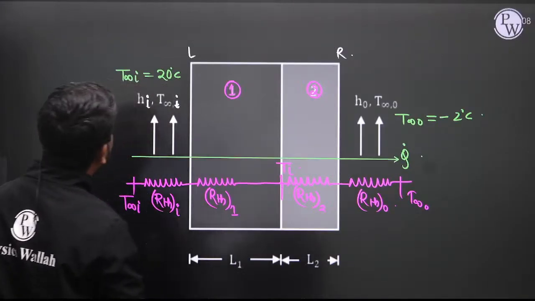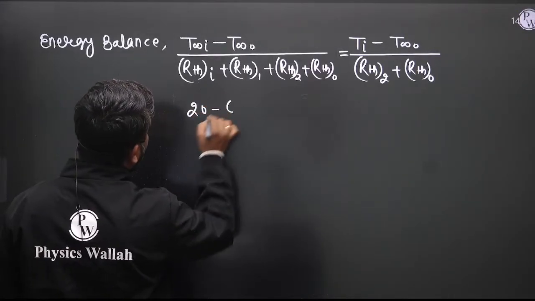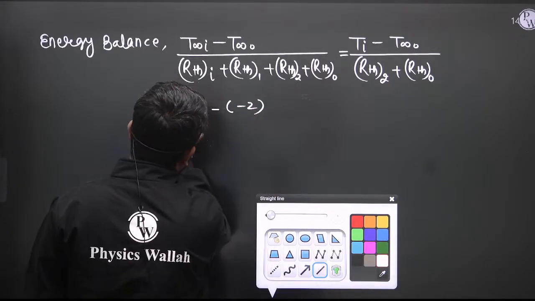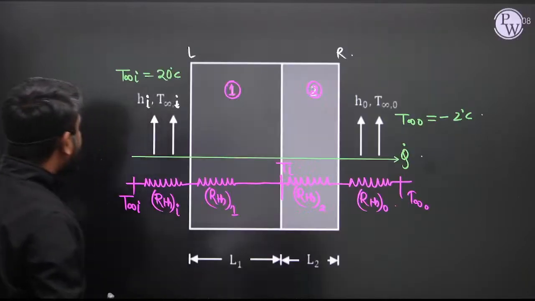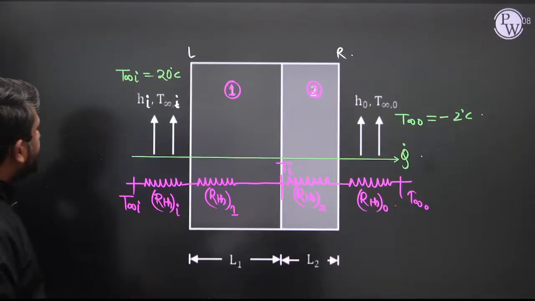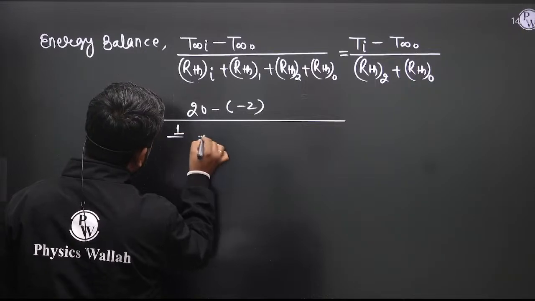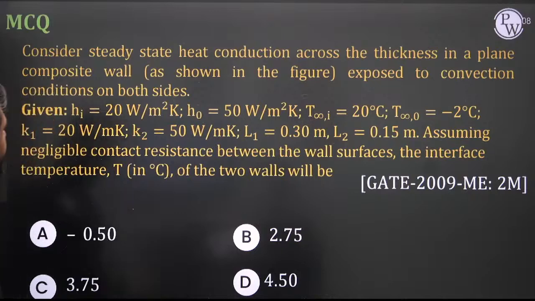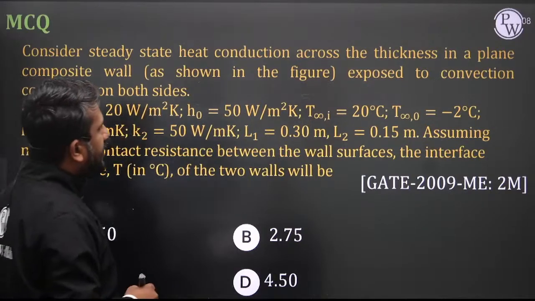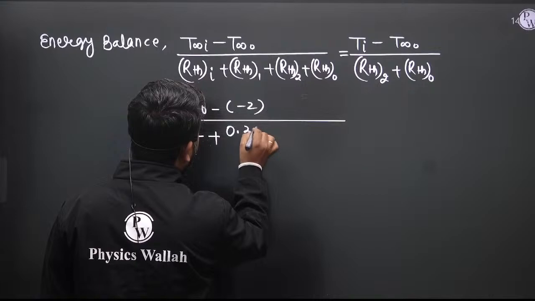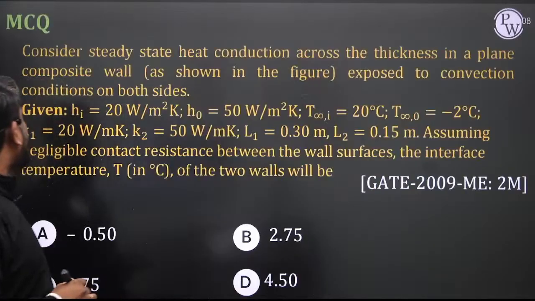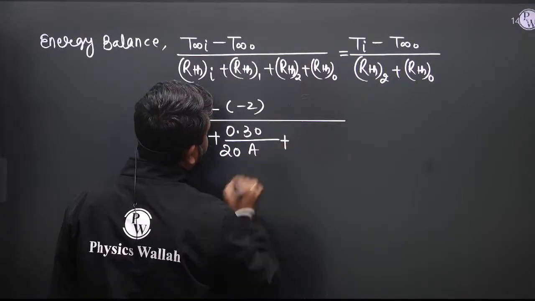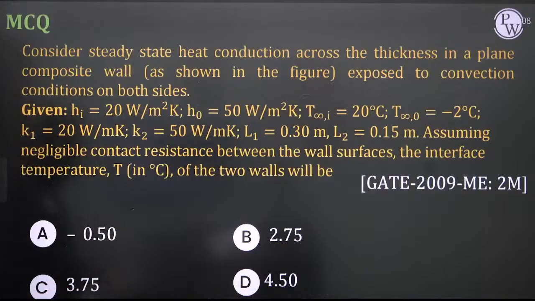T infinity I is 20 degrees Celsius. T infinity naught is minus 2. What is the RTHI? That RTHI is 1 upon HI. So this is 1 upon HI, which is 1 upon 20, right? RTH1 is L1 by K1A. So L1 is 0.30. This is 0.30 upon K1, and K1 is 20. So this is 20A plus RTH2. What is the RTH2? That is L2 by K2A.